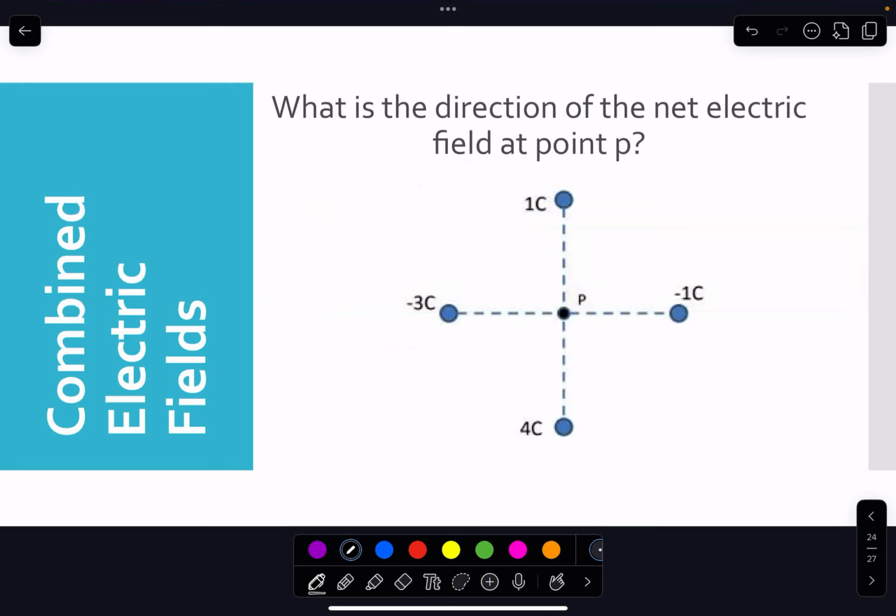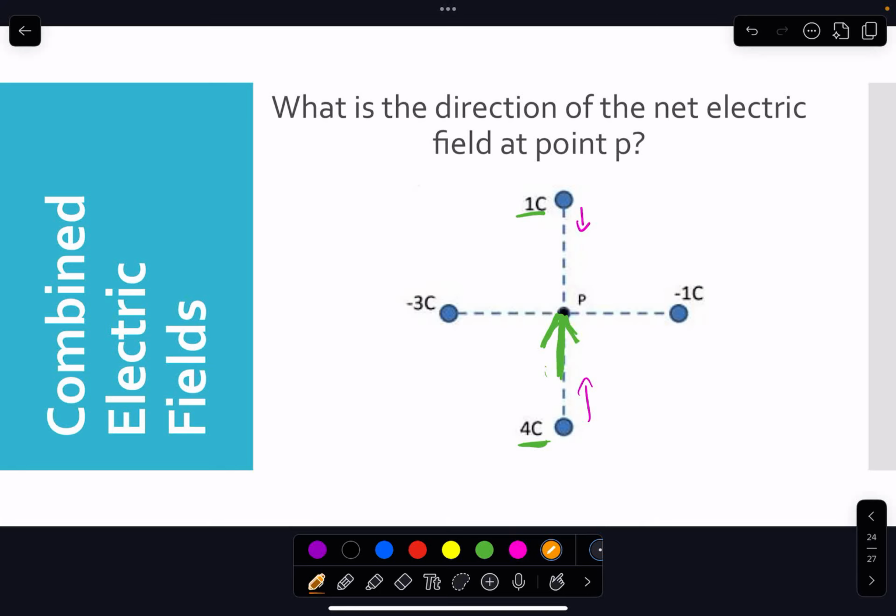So this one here, we've got two-dimensional. We have up and down and left and right, so we're going to look at those independently of each other. If we look at the up and down, we've got 1 coulomb and 4 coulomb. My 4 is bigger than my 1, so my net would be 3. My net electric field would be in this direction, because my 4 is bigger, and in this case, this is positive, so it's going away from that. What I mean is this would have the equivalent of 1 going in this direction, and this would have the equivalent of 4 going in this direction, so my net would be 3 up.